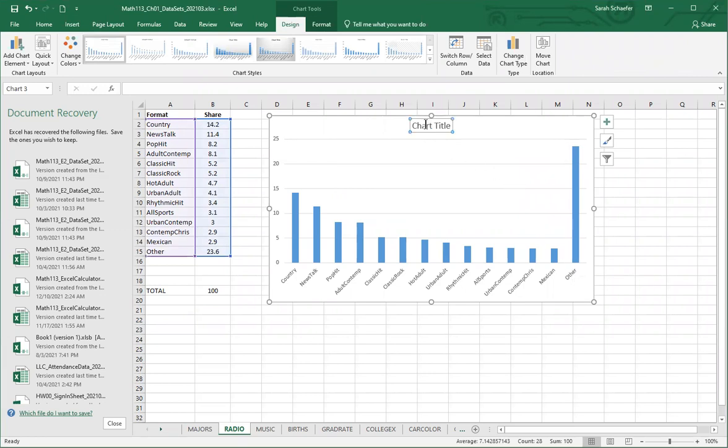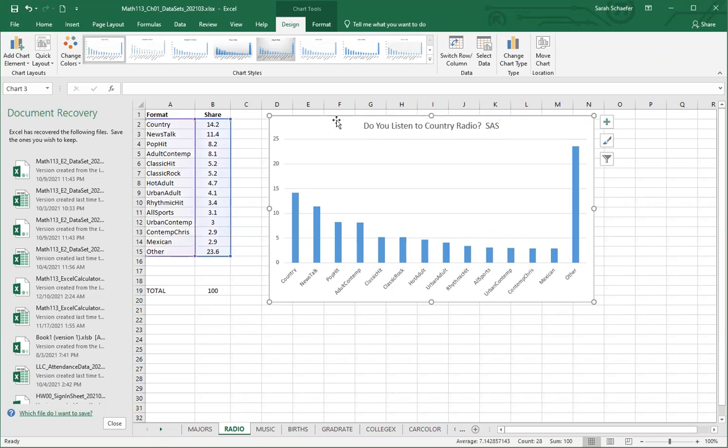The chart title. So let's change that to match the title of the example. So, do you listen to country radio? And then I'll put my initials. So remember, on your homework, you always want to put your initials after the title.